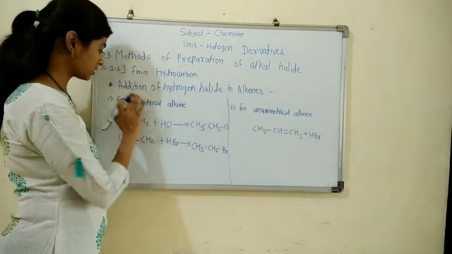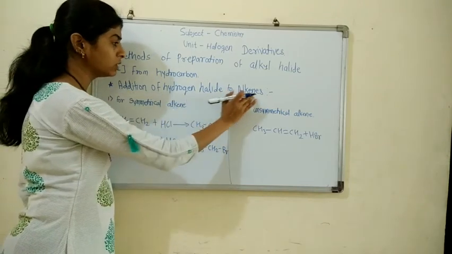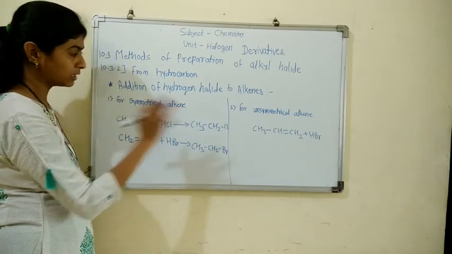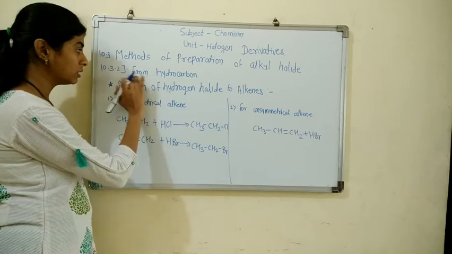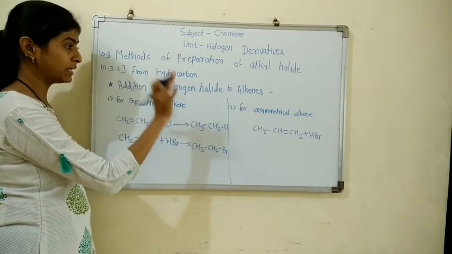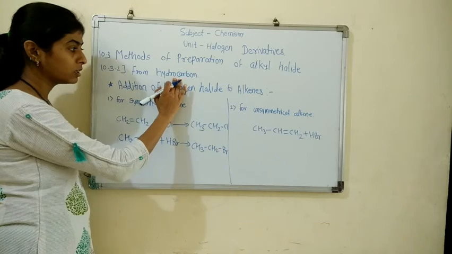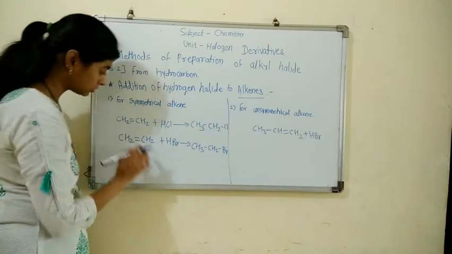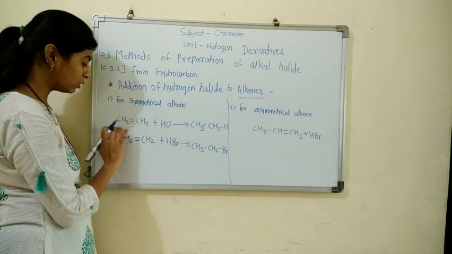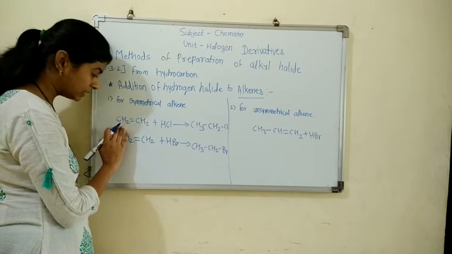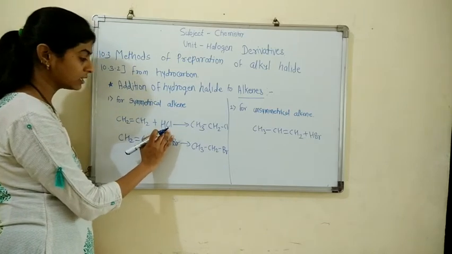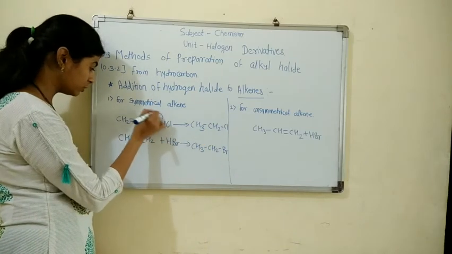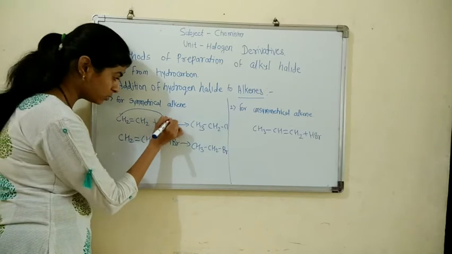Now the next point is addition of hydrogen halide to alkenes, for symmetrical alkene and for unsymmetrical alkene. For symmetrical alkene, when ethene reacts with HCl, it gives the product ethyl chloride, with this H positive and Cl negative.